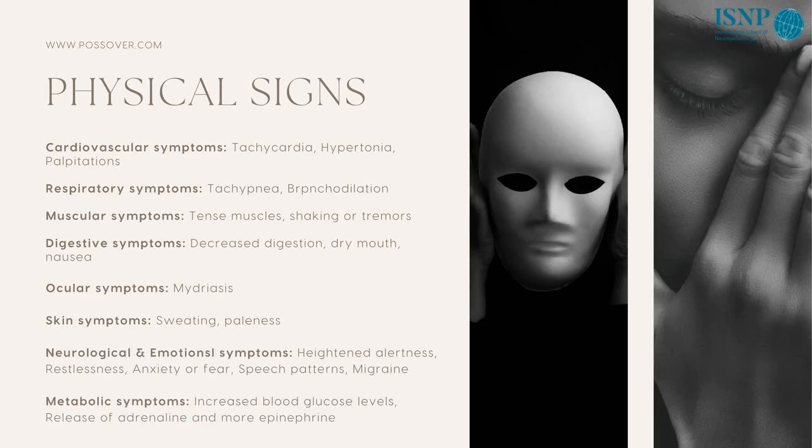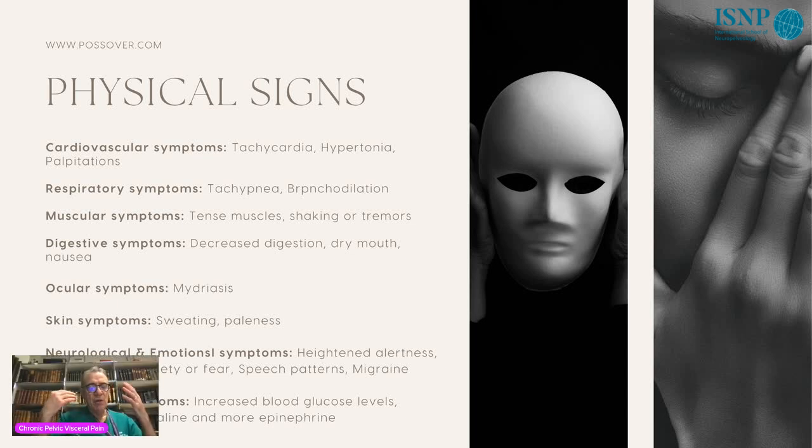So then you will have neurological and emotional symptoms with increased focus and sensory perception. That means heightened alertness. You will have a sense of urgency or inability to relax, what we call restlessness, and you will develop anxiety and fear due to the stress response. You will have an increased blood glucose level for rapid energy supply, and you will experience a release of adrenaline and norepinephrine in your blood, hormones which amplify the sympathetic nervous system.